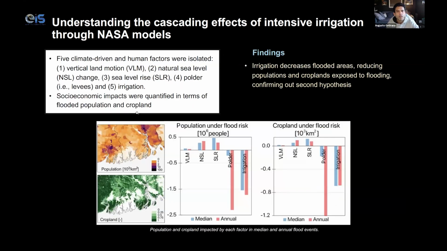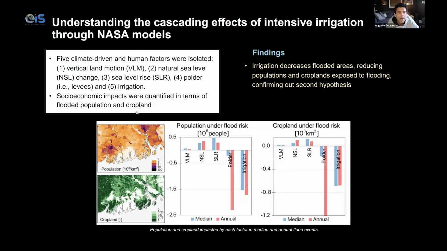So we analyzed the impacts of five factors on coastal flooding. They are vertical land motion, natural sea level change, sea level rise, polders, which are also called levees, and the intensive irrigation that I just showed. Sea level data here comes from radar altimeters, and vertical land motion is a global gridded data set based on GPS observations. Storm surge is also a relevant factor contributing to coastal flooding, but it was neglected here because of lack of data at the time this work was developed. But it is an important factor.